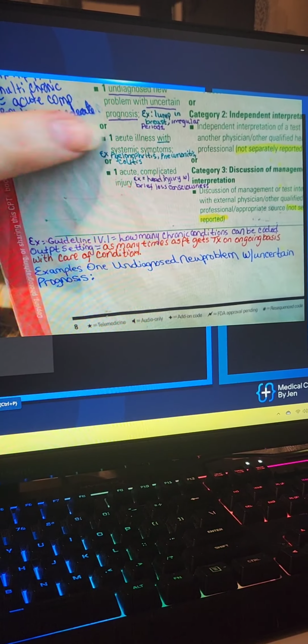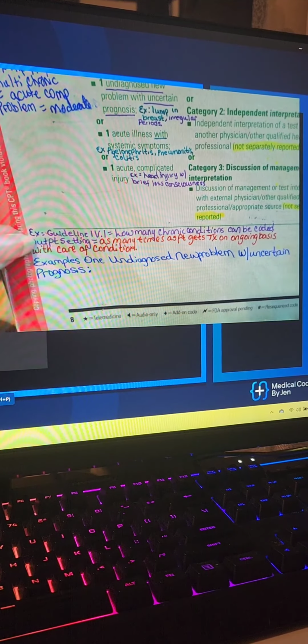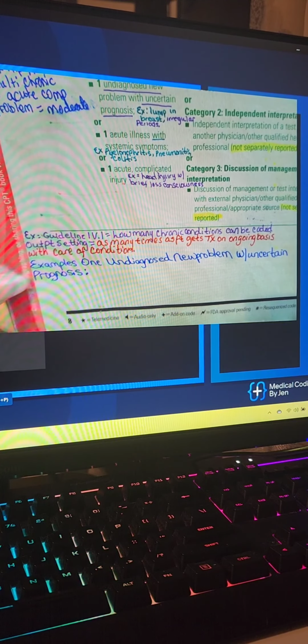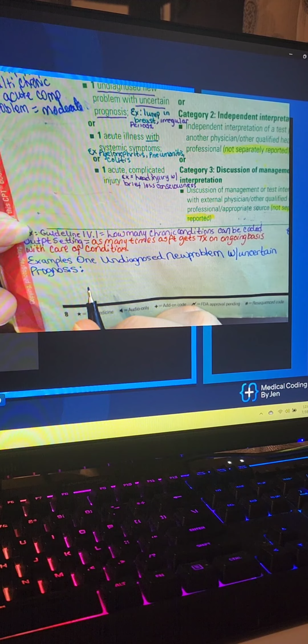There's not a lot of room for that, so down here underneath this line where I already have a guideline, I'm going to add another line that says examples of one undiagnosed new problem with uncertain prognosis. And I have some more examples I can write in. And I'm just changing my ink color so I can see the differences here.